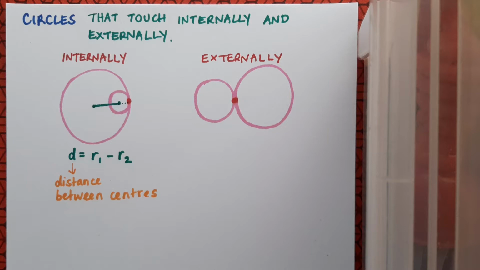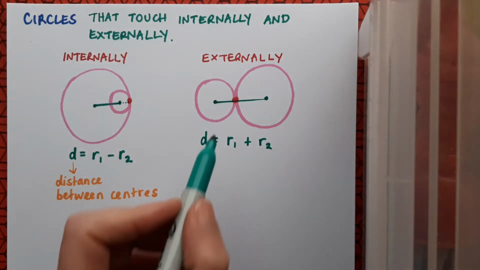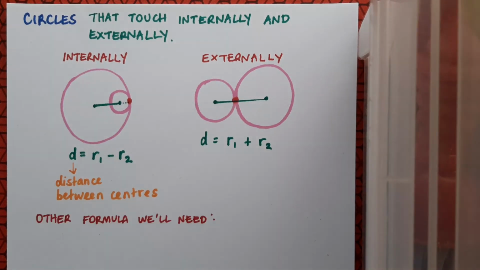For circles that touch externally, the formula is d equals r1 plus r2. This means that the distance between the centres of the two circles is equal to the radius of the two circles added together. There's a few other formulae that we'll need to be aware of in these type of questions.